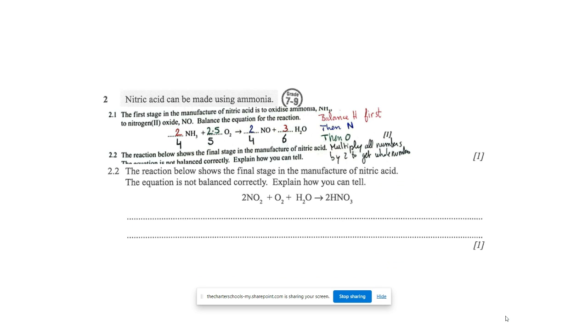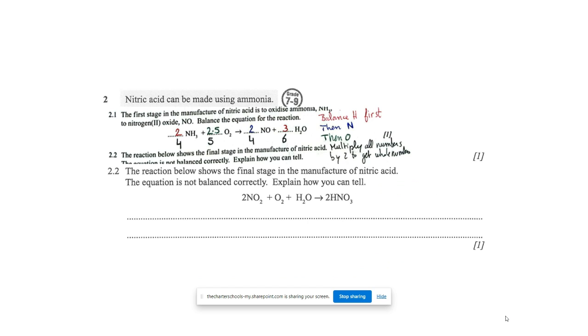Then you are going to balance the nitrogen. You had 2 on the left-hand side because of the 2NH3, so you need 2NO as well. And finally, you're going to balance your oxygen. If you do that, you end up with 2NH3 react with 2.5O2 to make 2NO plus 3H2O.